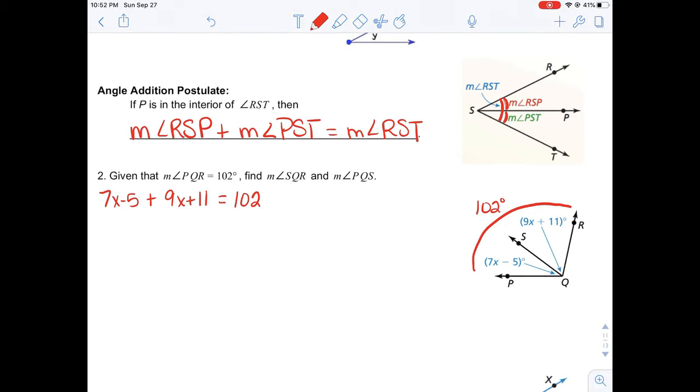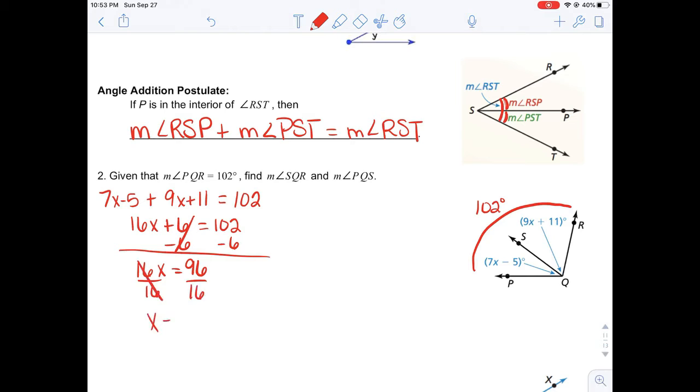I'm going to use my Algebra 1 knowledge to solve this equation. On the same side, combine like terms: 16x plus 6 still equal to 102 degrees. I remember if I move across the equals sign, then I have to do the opposite. So I'm going to subtract 6 from both sides, and I get 16x equals 96. Use my calculator if necessary to divide 96 by 16, and I find that x equals 6.